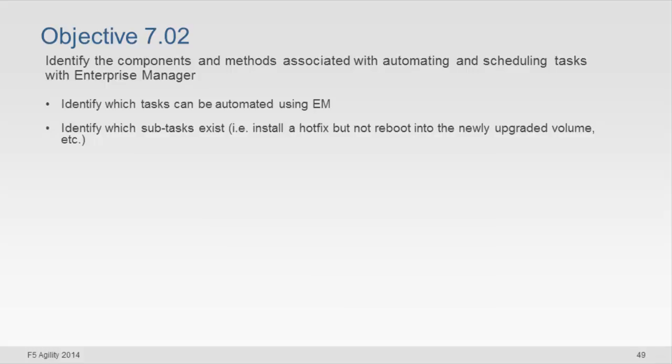Identify which subtasks exist. Some of them don't, right? So if you're installing a hotfix, you can't necessarily reboot into that newly upgraded volume at the end of that process. So I may be able to install the hotfix, but the reboot into that volume I can't do from the automated tasks. I have to do it as a manual functionality.